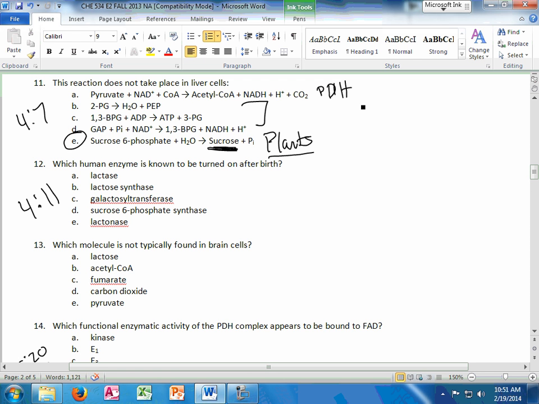Which enzyme is known to be turned on after birth? This lactose synthase. That's just a straight memorizing problem. I think this might be the slide with prolactin and progesterone.